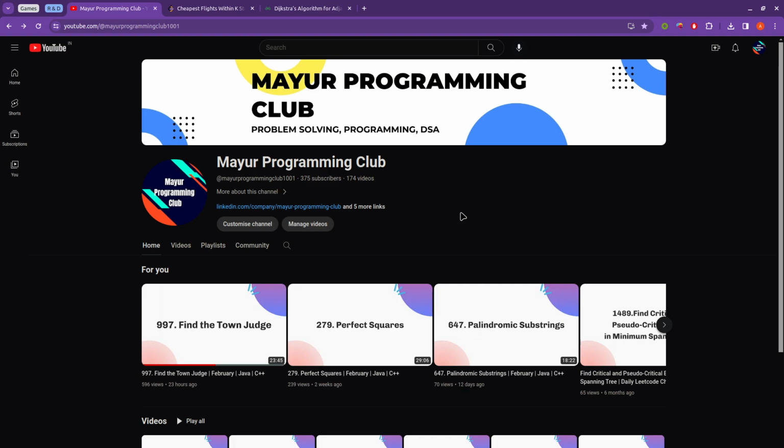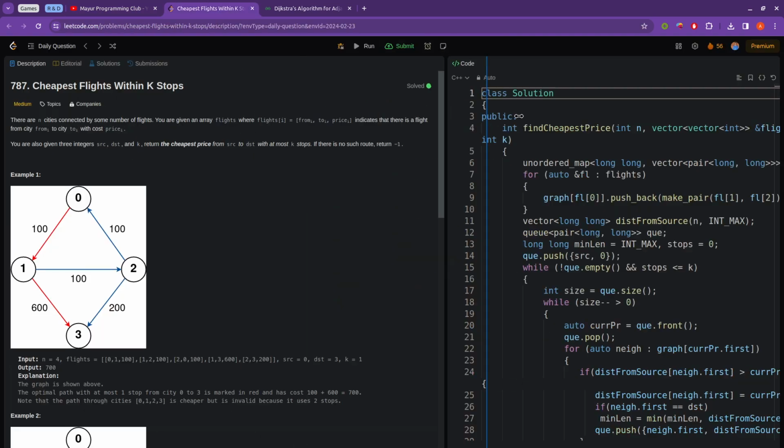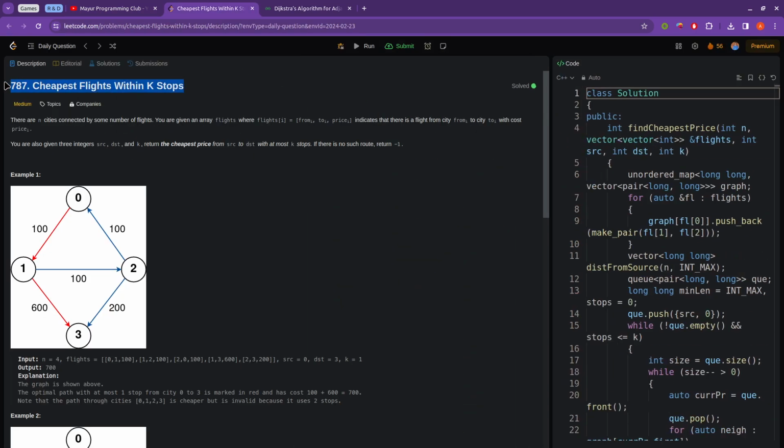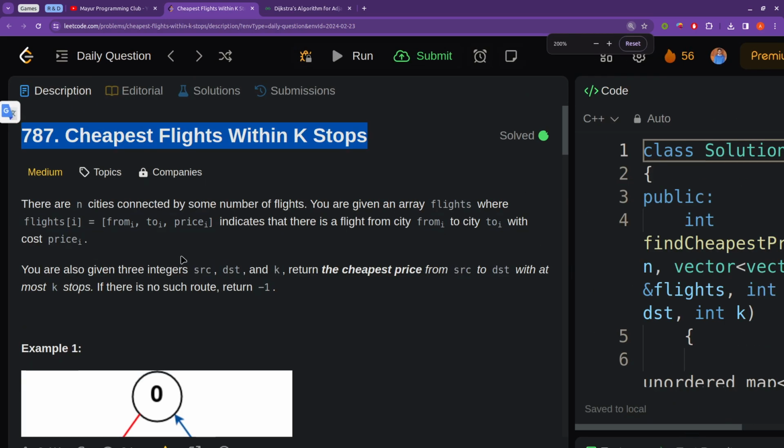Today we will be solving another daily Leetcode problem, and the problem's name is cheapest flights with K stops. So the problem statement goes like this. There are n cities connected by some number of flights.